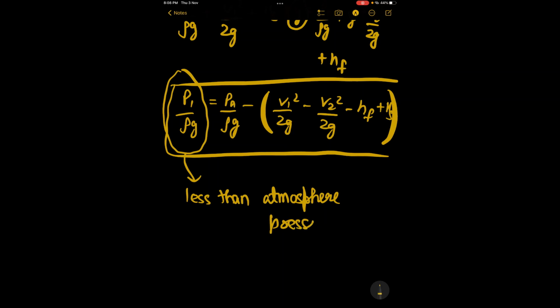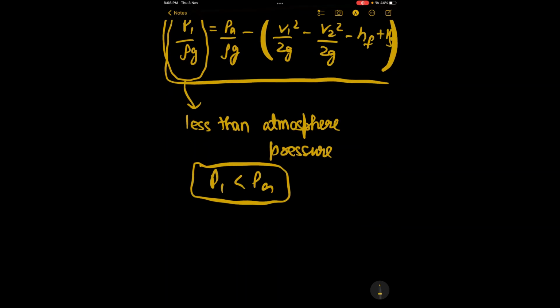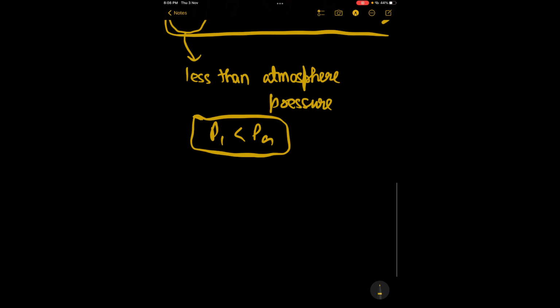So we can say P1 is less than Pa. So this is how the draft tube helps us create negative pressure over here to increase the overall head of this turbine. Okay. So this is pretty much the mathematics of the draft tube.